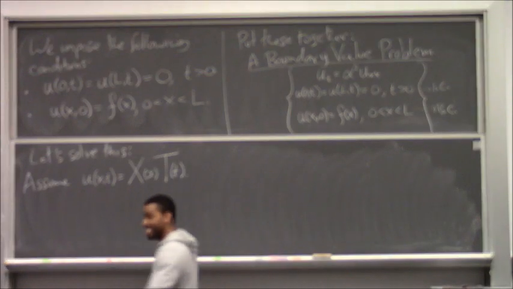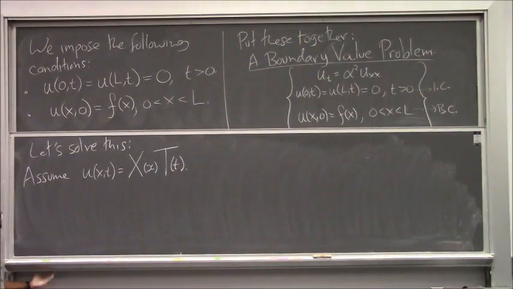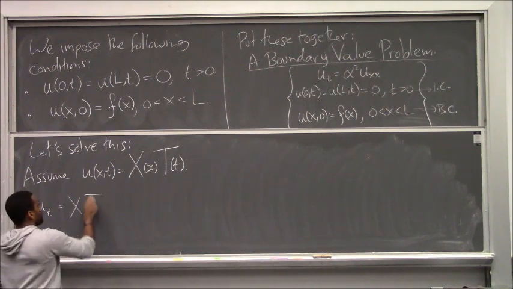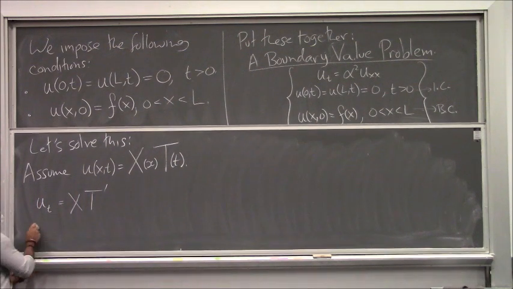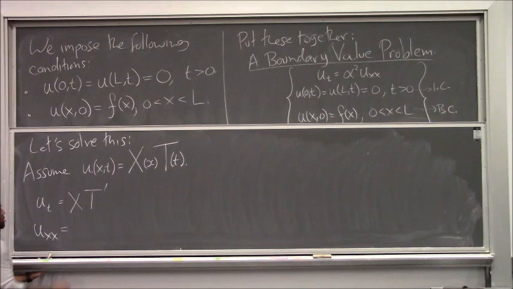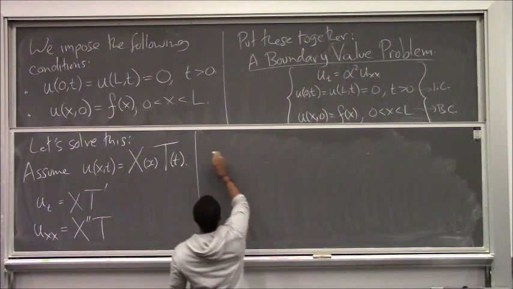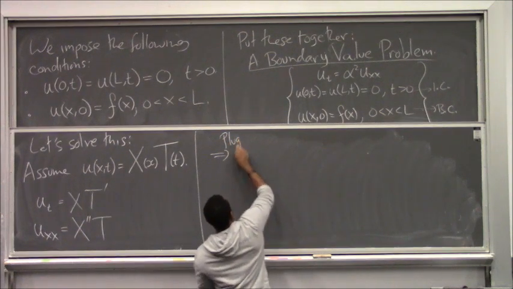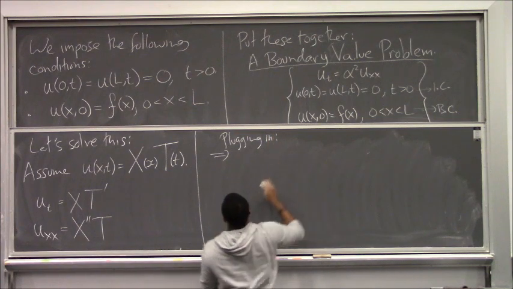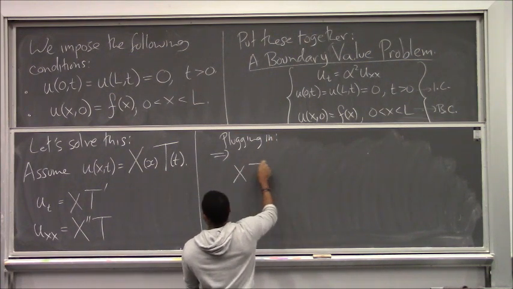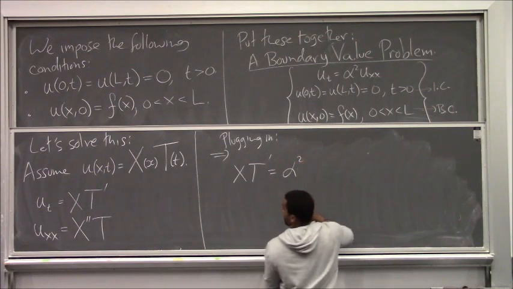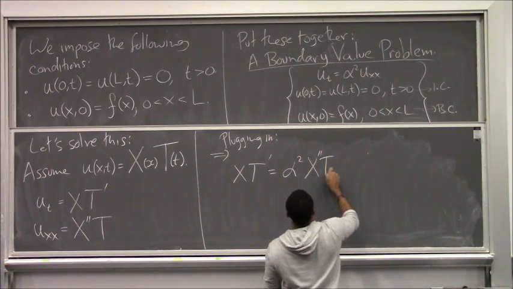And that worked. Let's actually see how this plays out. Okay, so I assume that a solution looks like that. What does that mean for u sub t? What would that look like? X T prime, right? What would u xx look like? X double prime T. So this means if you plug it in, this would mean X T prime is equal to some alpha squared times X double prime T.